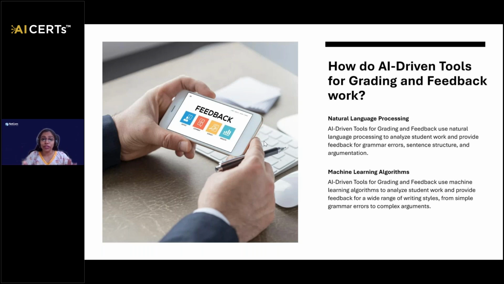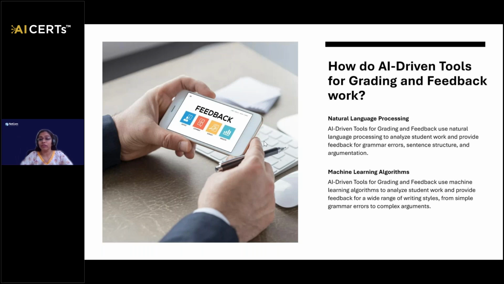So you don't need to bother yourself, as an educator, thinking that you need to work on every sphere, or that you need to recheck the work done by AI. No, AI does understand natural language, so it works on grammar, sentences, arguments, everything. It even understands emotions. So that's the beauty of AI. Then we do have machine learning algorithms.